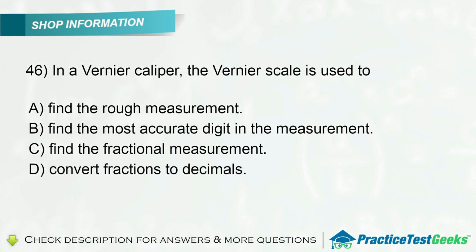Question 46. In a vernier caliper, the vernier scale is used to A. Find the rough measurement. B. Find the most accurate digit in the measurement. C. Find the fractional measurement. D. Convert fractions to decimals.